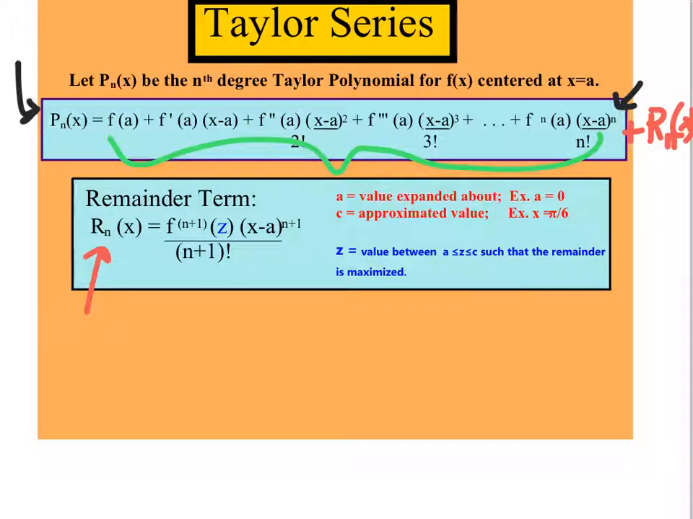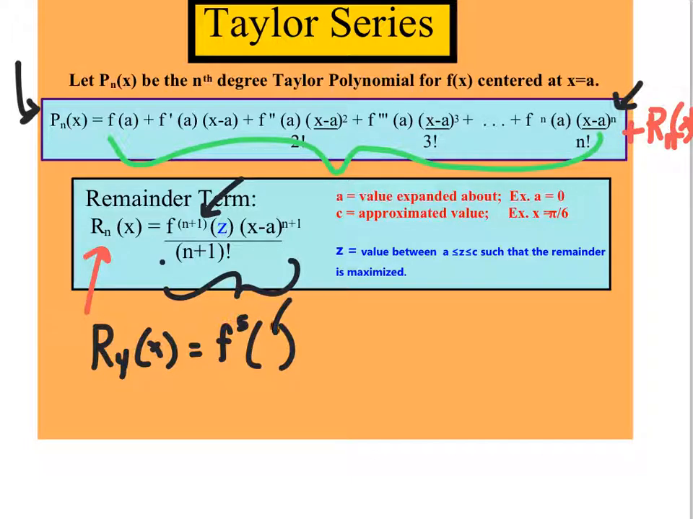This actually looks very familiar, right? This is the n plus 1th derivative, so in this case, the error of the first 4 terms evaluated at some value x, which we'll talk about in a moment, is going to be the 5th derivative at some point, I'll explain what that is in a minute, times x minus a to the n plus 1th power over n plus 1 factorial.